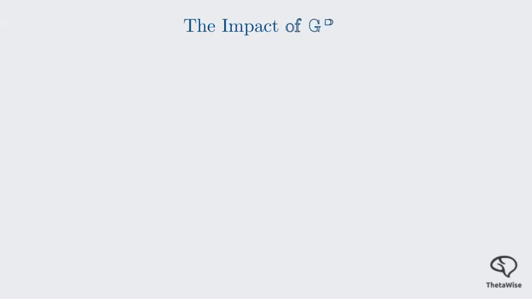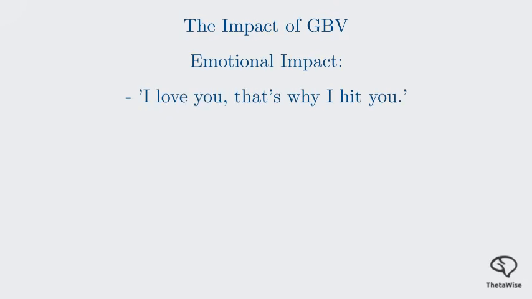The impact of GBV is profound and long-lasting, affecting both the emotions and the social life of a victim. The emotional trauma can be severe. Abusers often use manipulation and control tactics that confuse and isolate their victims. For example, they might say, "I love you, that's why I hit you." This statement is a lie. Abuse is never love. It can make a victim believe that being abused is normal.